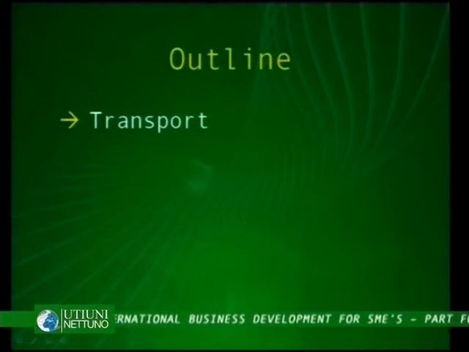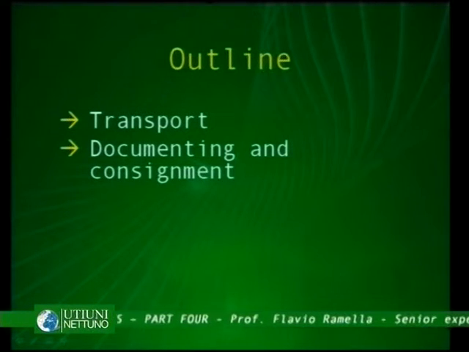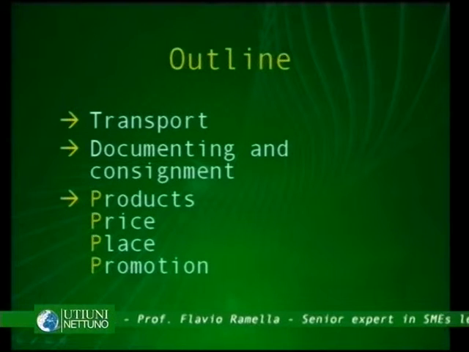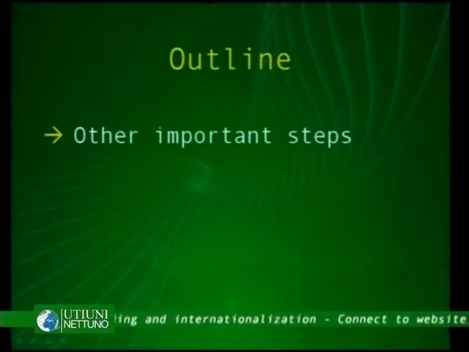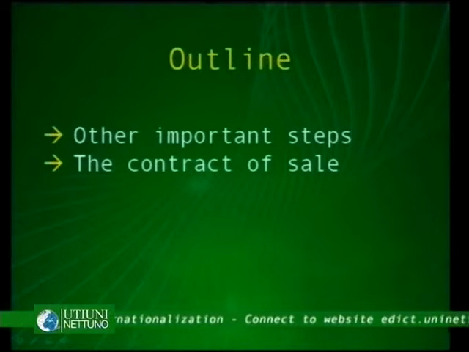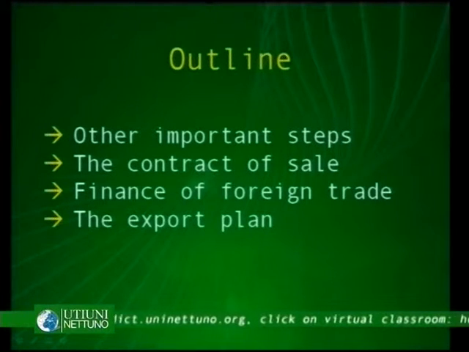The outline of the lessons is the following: transport, documenting and consignment, and the 4 Ps: products, price, place, promotion. Plus other important steps like the contract of sale, finance of foreign trade, the export plan.